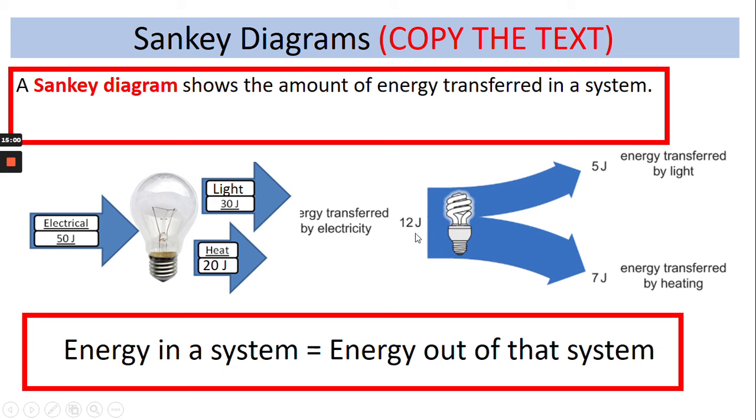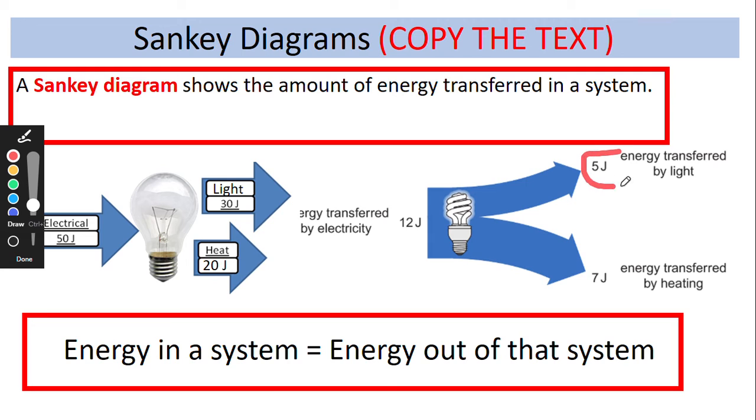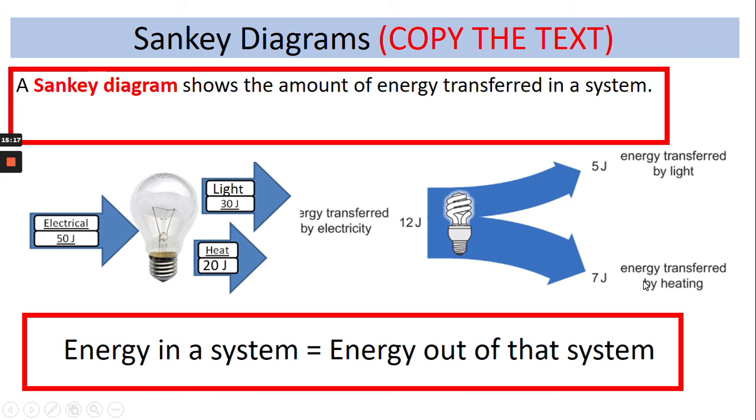And it is the same in this case. We have 12 joules of energy going in, but then we have 5 joules of energy going out as light, and also 7 joules of energy going out in the shape of heat. If you add 7 to 5, you end up with 12. So energy has been conserved. All the energy in has been transferred out.